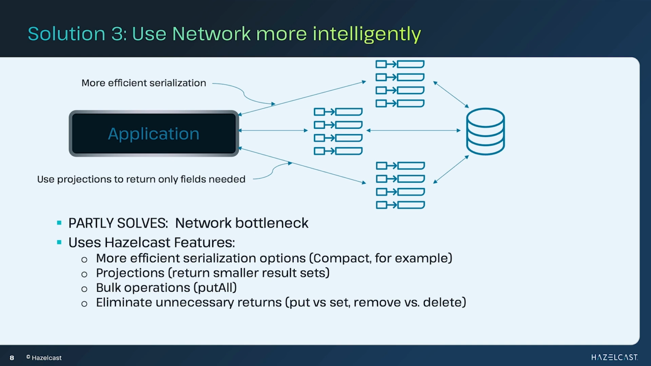We can also reduce the data sent by returning only fields we need rather than entire objects by using the projections API or writing SQL queries that select only the columns needed. It's also more efficient to do bulk operations like a put all, sending many entries at once, rather than looping and putting individual entries. And if we don't need return values, Hazelcast 8 has APIs like set instead of put or delete instead of remove, which don't return the previous value.